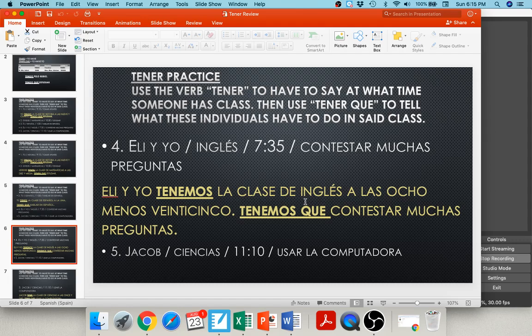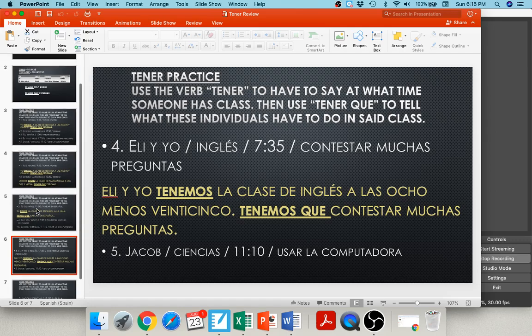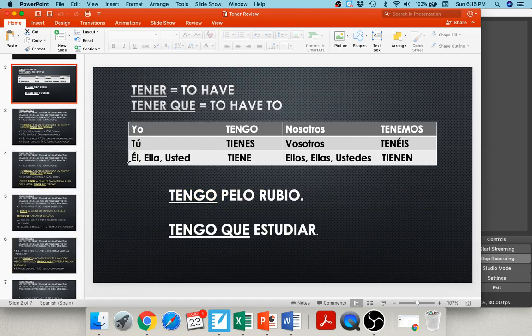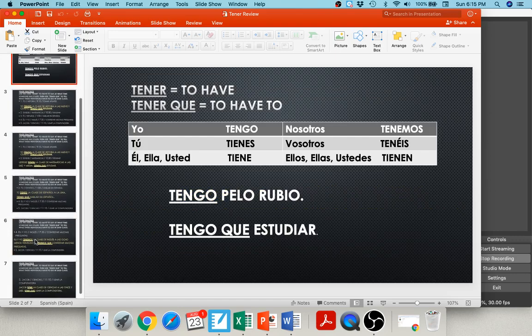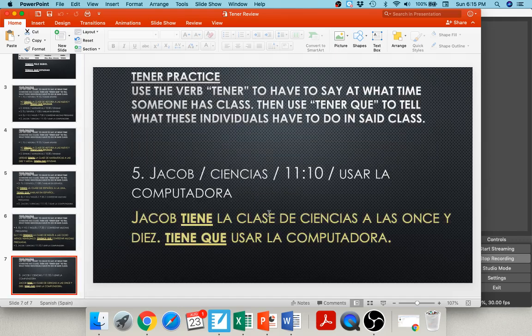In number 5, you're given Jacob, Jacobo, ciencias, 11:10, and usar la computadora. So in this case, we're saying that Jacob has science class at 11:10, and in that class he has to use the computer. So the verb tener, in this case, to go with Jacob or he, él, would be tiene. So we should say that Jacob tiene la clase de ciencias a las 11:10. And in this case, he has to use the computer. Jacob tiene que usar la computadora.